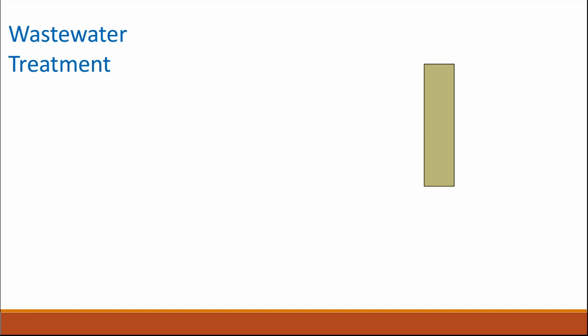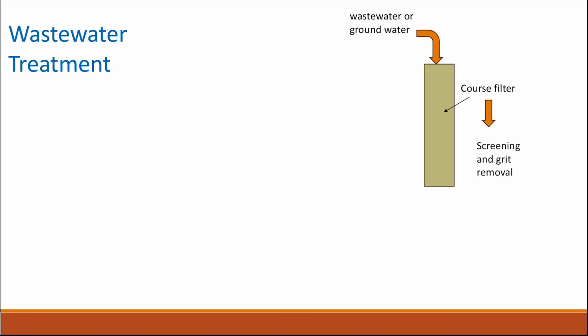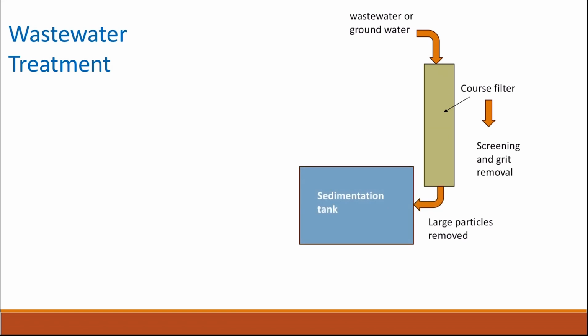To treat wastewater and change it into potable water, you need to do several steps. The first step is that wastewater or groundwater has to go through coarse filters for screening and grit removal, where the large particles are removed. And then the water that comes out after the coarse filter is passed through a sedimentation tank.